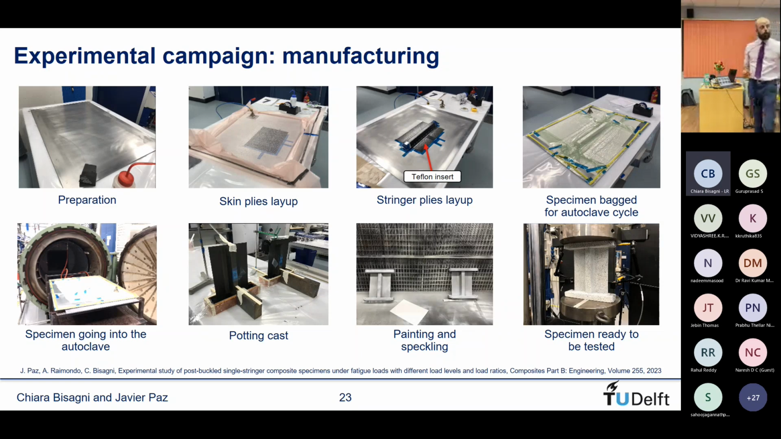Once that's done, we paint it white. We apply a few layers of white paint, and then we speckle because we use digital image correlation techniques, and that's crucial for it. And then this is the last step. There are some marks here that we use to align the specimen every time we put it within the machine, and we want the center of gravity of the specimen to be exactly aligned with the center of gravity of the machine to reduce any non-axial loading on the specimen.